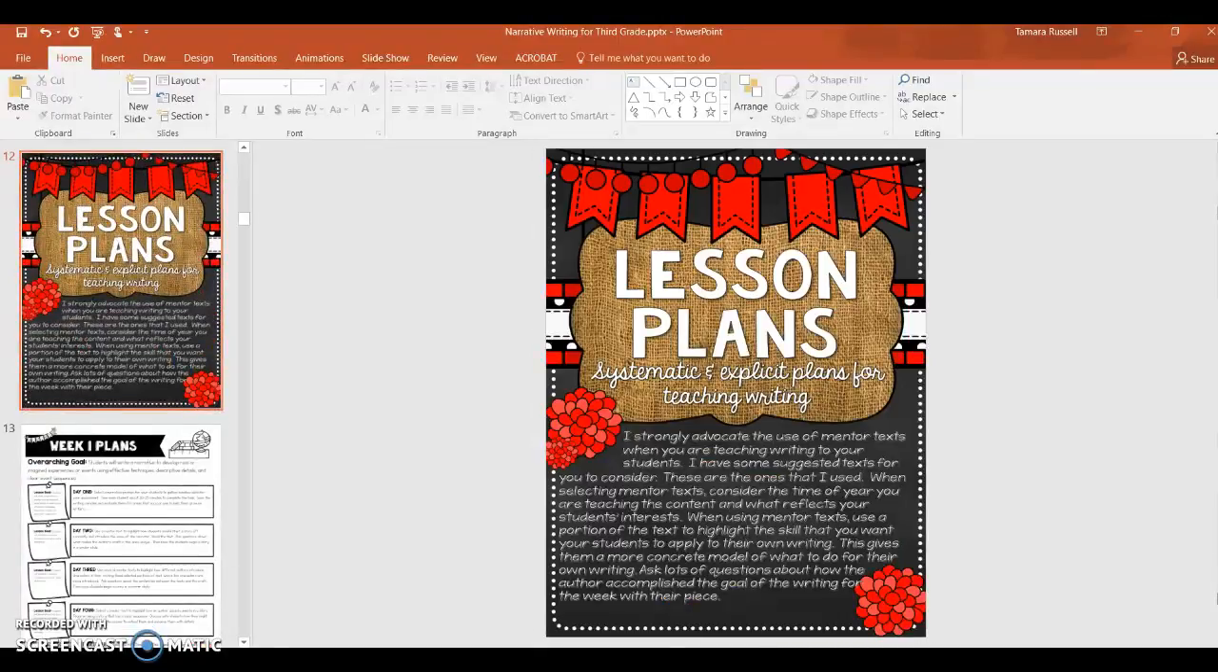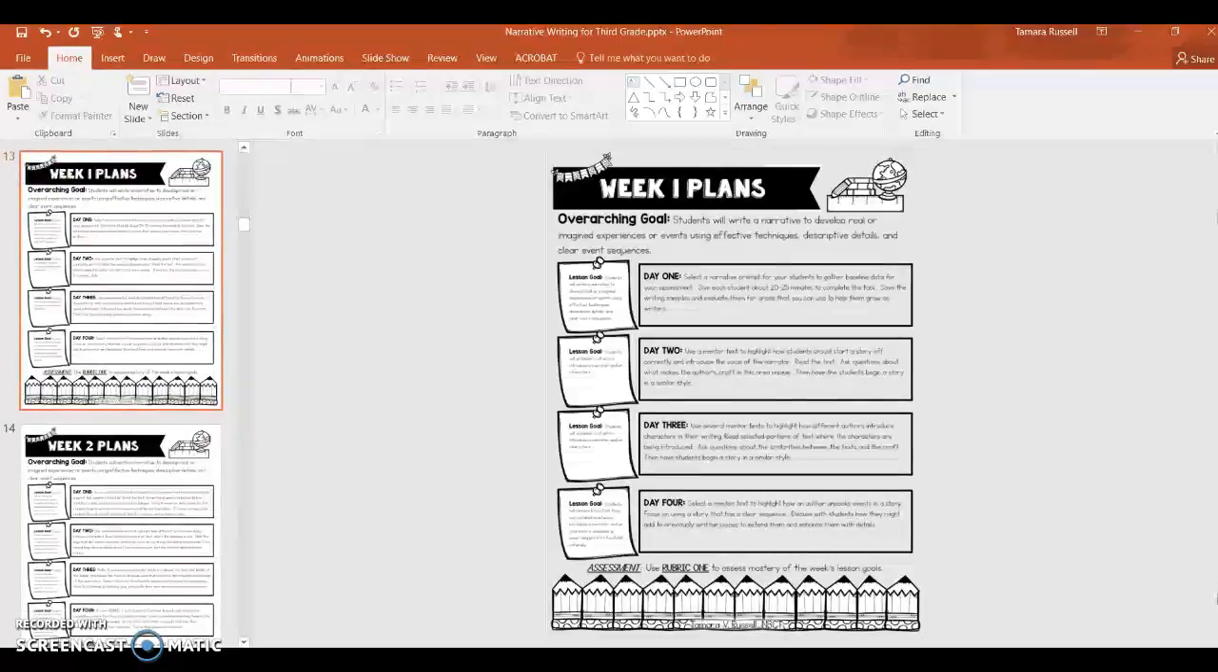All right, so then we go into the lesson plan section, and the lesson plans are weekly plans. Now you can see in my weekly plan that I only have 4 days of instruction. Each day we are going over a specific thing. So there's always going to be an overarching goal. For example, in my week 1 plans, it says students will write a narrative to develop real or imagined experiences or events using effective techniques, descriptive details, and clear event sequences. There's always a lesson goal to go with whatever I'm teaching for the day.